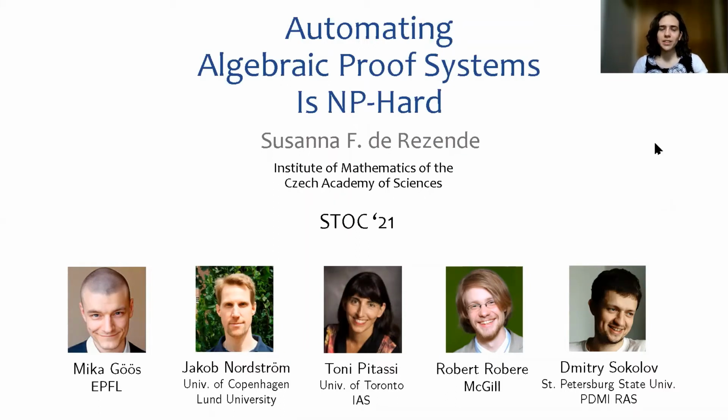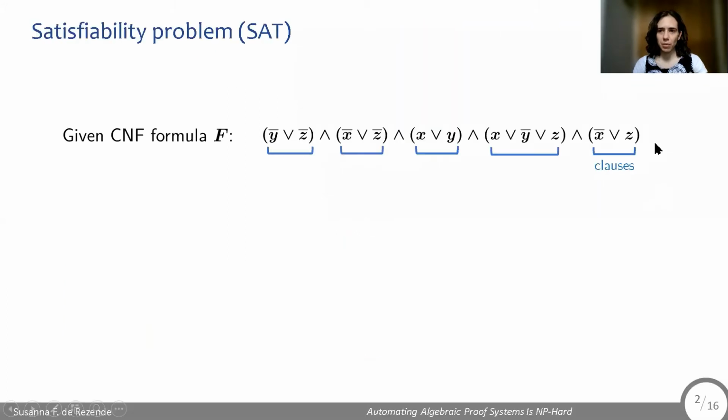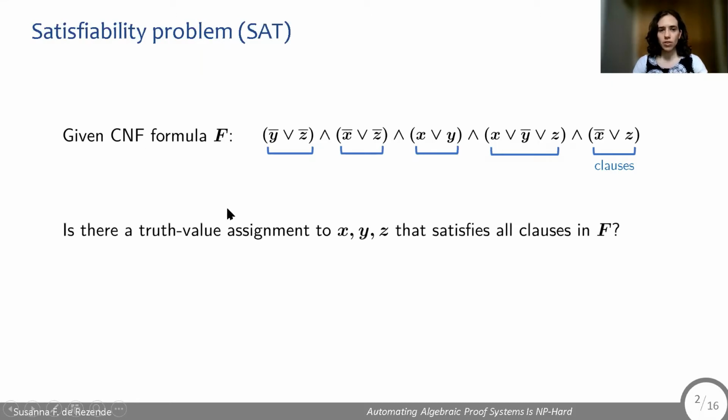So let's start by defining the satisfiability problem. Here we're given a formula in conjunctive normal form. That means that we have variables and negations of variables, which we call literals, disjunctions of literals, or clauses, and the formula in conjunctive normal form is a conjunction of clauses. Our goal is to answer the following question: is there a truth value assignment to the variables that satisfies all clauses in the formula?